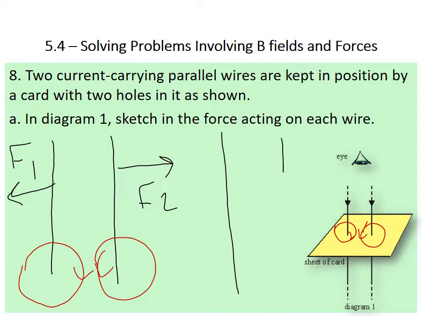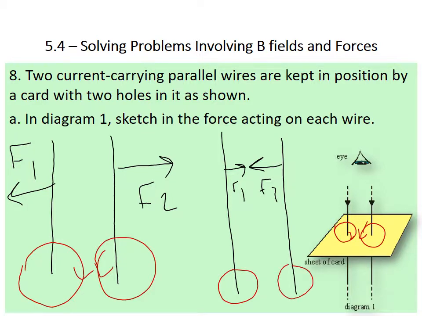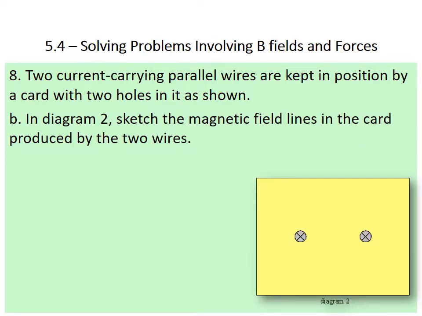If you determine that there is attraction between these two, you can draw the forces like this, F1, F2, and the B fields, if there is attraction between the 2 wires, they should be oriented in the opposite direction. Okay, so I leave this one for you to decide. 2 current-carrying parallel wires are kept in position by a card with 2 holes in it as shown in diagram 2. Sketch the magnetic field lines in the card produced by the 2 wires.